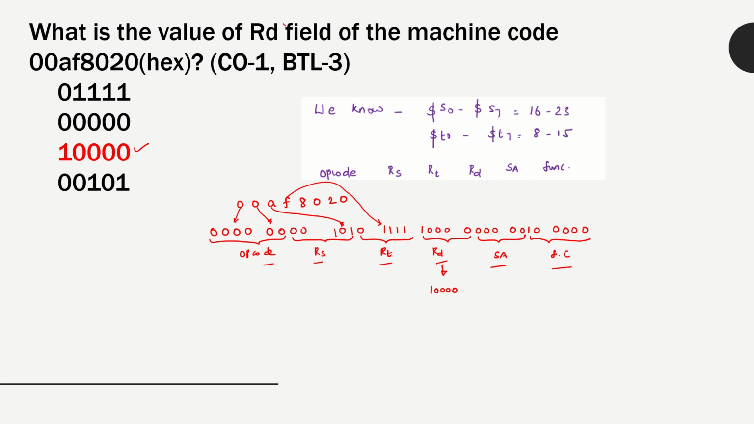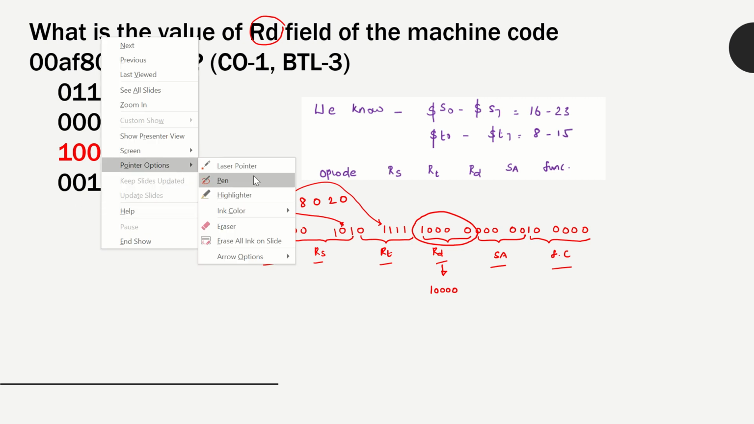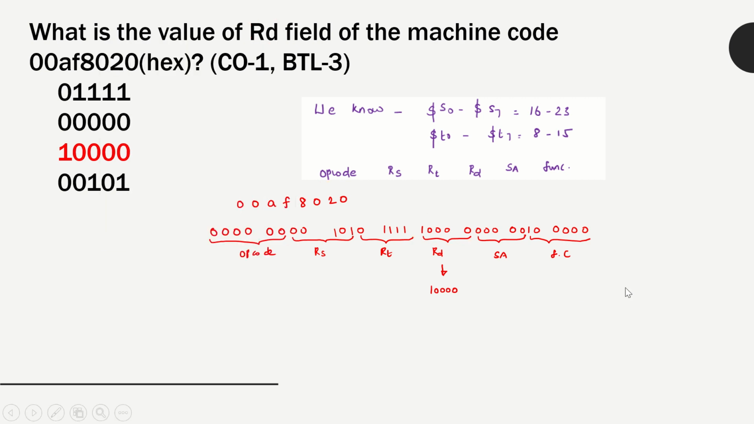Now the question is, what is the value for the RD field? Now I have grouped this, so the answer would be 10000. This is the answer and this is how we need to get it. Remember, it's a very important question. There could be a lot of questions in the same order, so you can remember it and answer the questions appropriately.